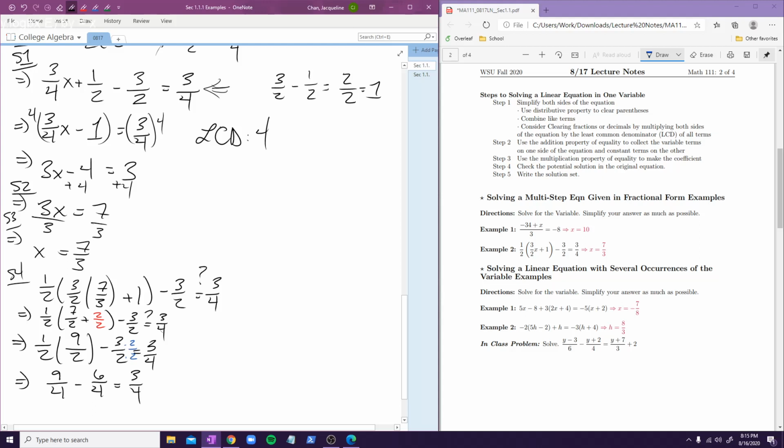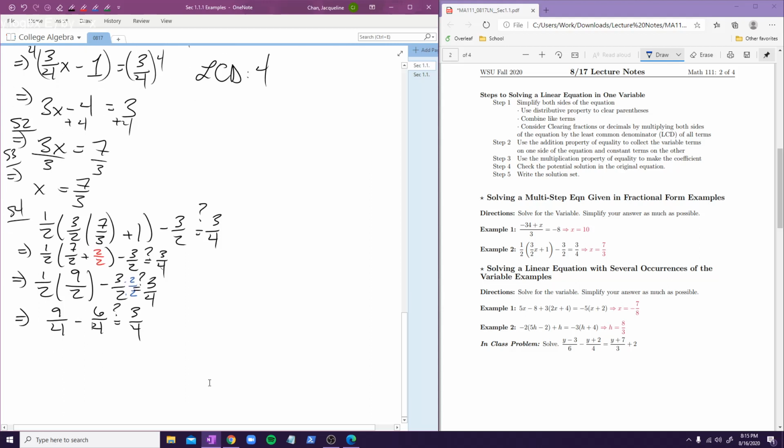Should not be putting equals. Have to question because we don't know yet. Right? And then 9/4 minus 6/4, that's 3/4. 3/4 is equal to 3/4. So therefore, we know, so step 5, our final step, we know that 7/3 is our solution. Right? And that is the first topic.